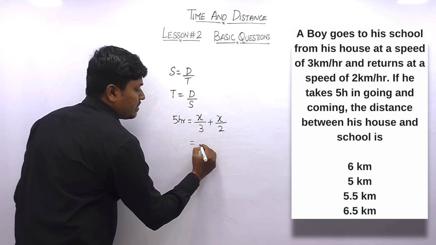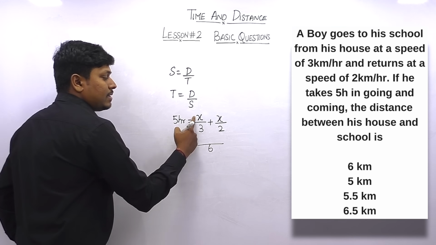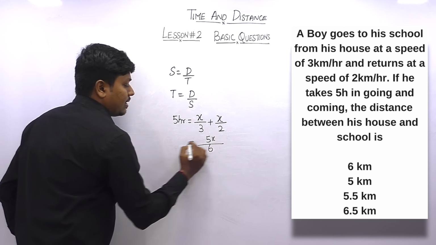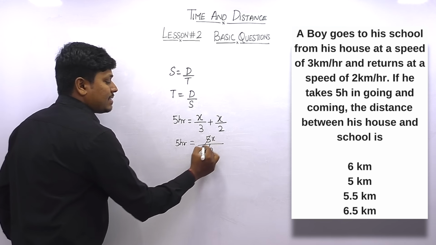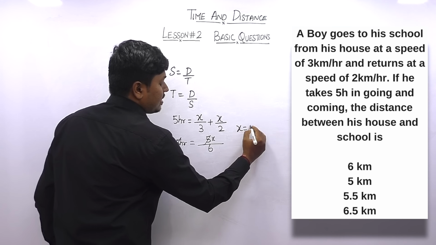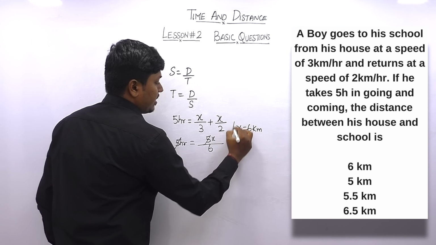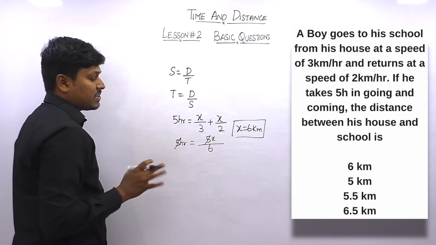Now we can solve this equation. 3 and 2, the LCM will be 6. 3x plus 2x will be 5x, which is equal to 5 times 6, that is 30, over 6. So we can cancel 5 and 5. So finally we can say that the answer for this question is 6 kilometers. So x is equal to 6 km.